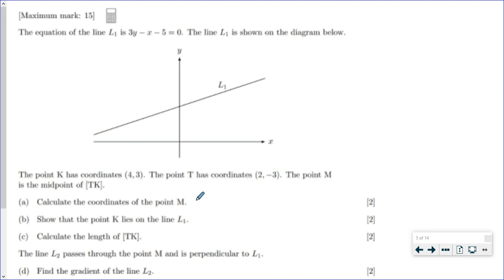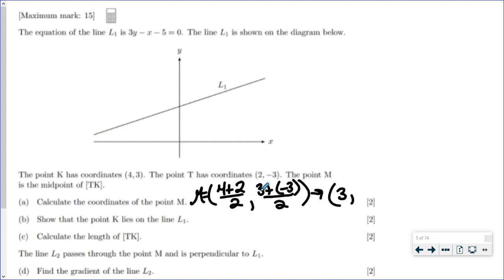So again, that's just the average of the x's and the average of the y's. So M would equal (4 plus 2) over 2, comma (3 plus -3) over 2. And of course, that would simplify to 6 over 2 is 3. 3 plus -3 is 0, and 0 divided by 2 is still 0. So the midpoint is 3, 0.